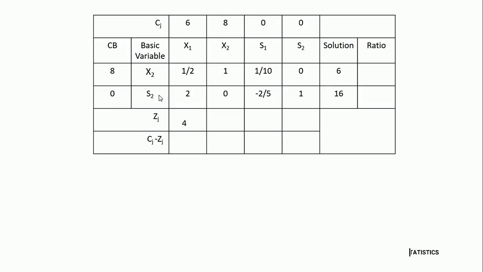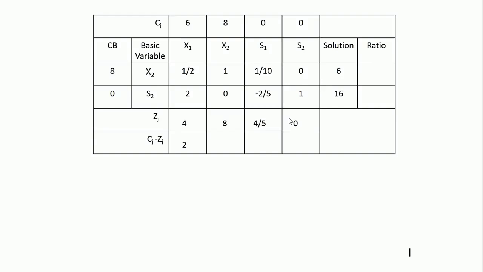Now find zj value with the formula which we have used. How are we going to find zj value? Multiply 8 into 1 by 4 plus 0 into 2. If we add this, we get 4. 8 into 1 plus 0 into 0 is equal to 8. In this way, we are going to get zj values.